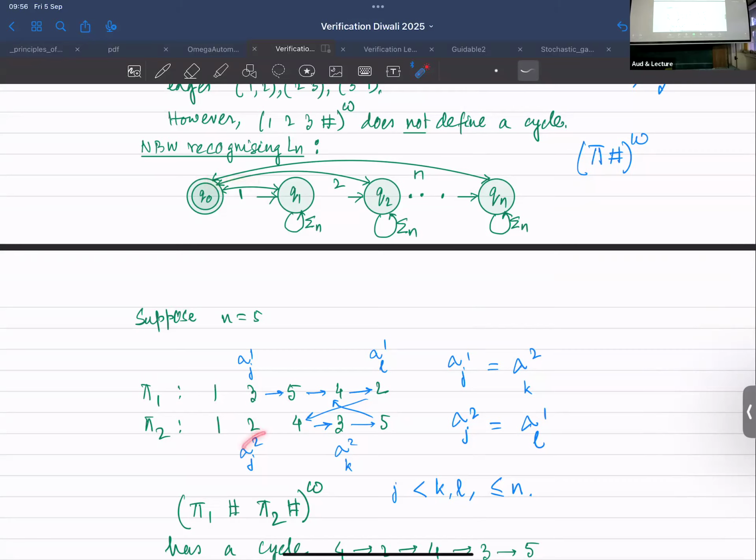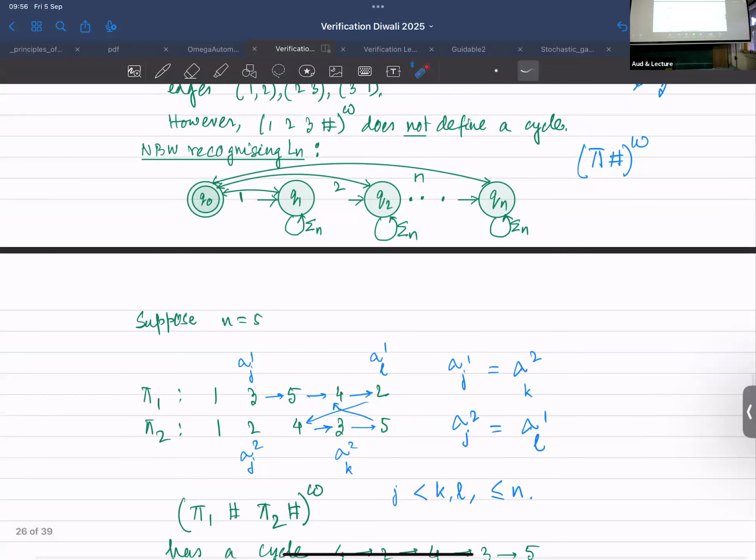Okay, after you read the 4, you come to Q4, somewhere here. Yes. And then for 3, 5, and sharp, I stay in Q4. Correct. And then after that, I read 1, 3, 5, 4. And at that 4, I go back, like this, right?